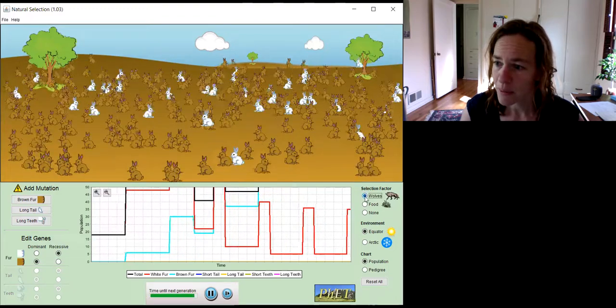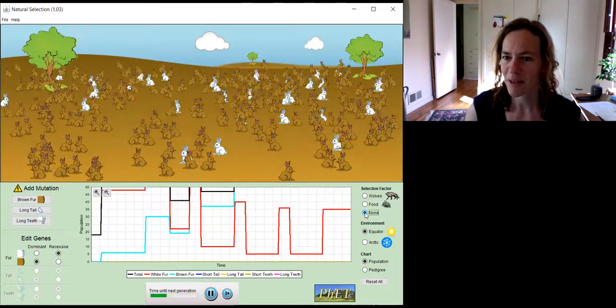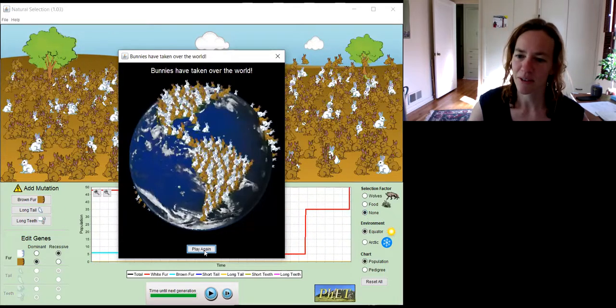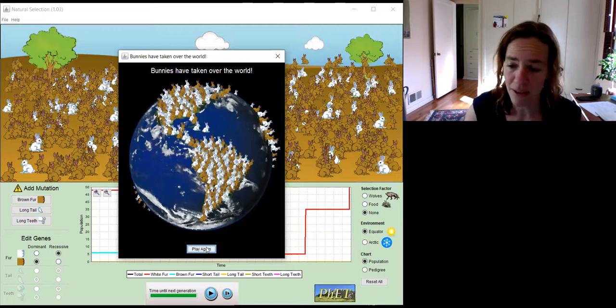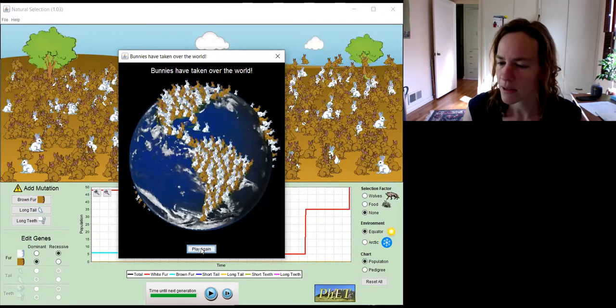Okay, if I make the wolves go away, interesting to see what happens here. Oh, bunnies took over the world. Yeah, with no predators, man, bunnies will just take over the world. They have tons of babies. I think actually they'd probably run out of food before they took over the world.